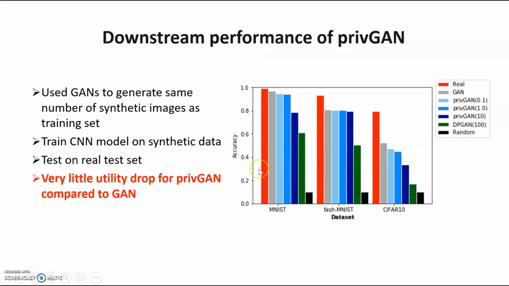This is obviously the best case scenario. The gray bar is if you use a non-private GAN, and then the three blue bars are privGAN for increasing levels of privacy. We test 0.1, 1 and 10 values for lambda. The green bar is DPGAN at an epsilon of 100, which is a ridiculously high epsilon, but anything below that leads to unusable images pretty much. And you can see consistently that privGAN leads to very little drop in utility compared to the non-private GAN, and the utility is much higher than DPGAN, even for a very high value of epsilon in DPGAN.